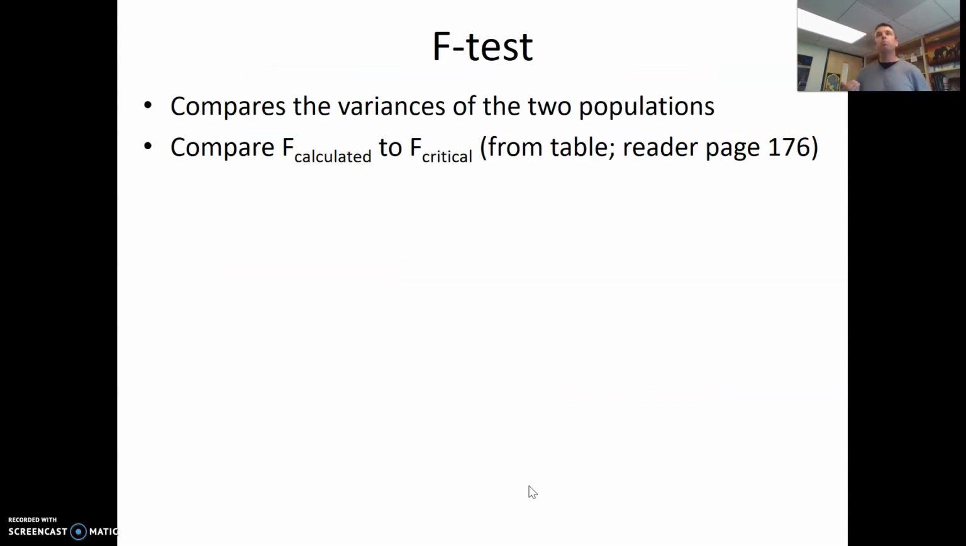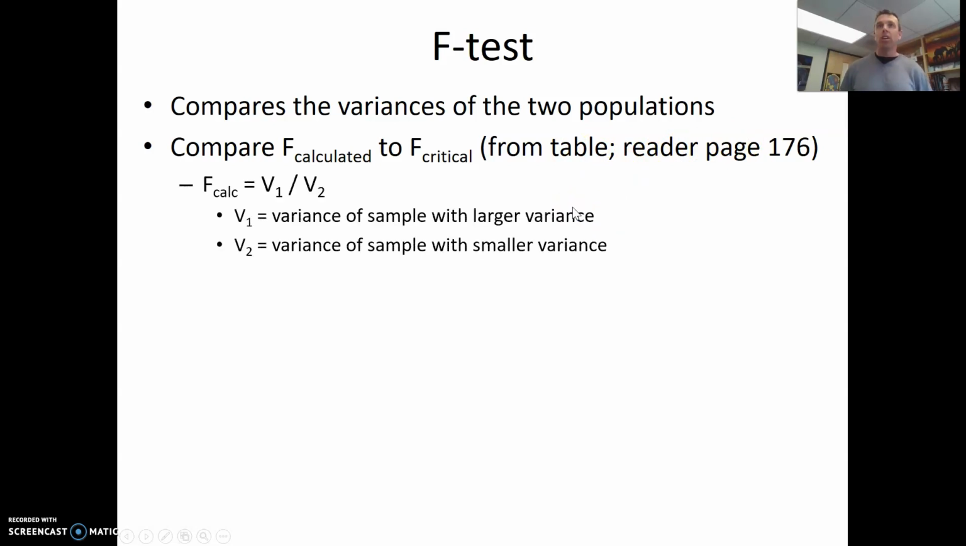The f-test simply compares the variances of the 2 populations. You can compare your f calculated to the f critical. All right, and these tables that you have are in your reader, and I'll also have them on these slides here, and I think you have them on the student slides that I handed out. So, first thing to do is to get the f calculated. The f calculated is simply the variance of the sample with larger variance divided by the variance with smaller variance.